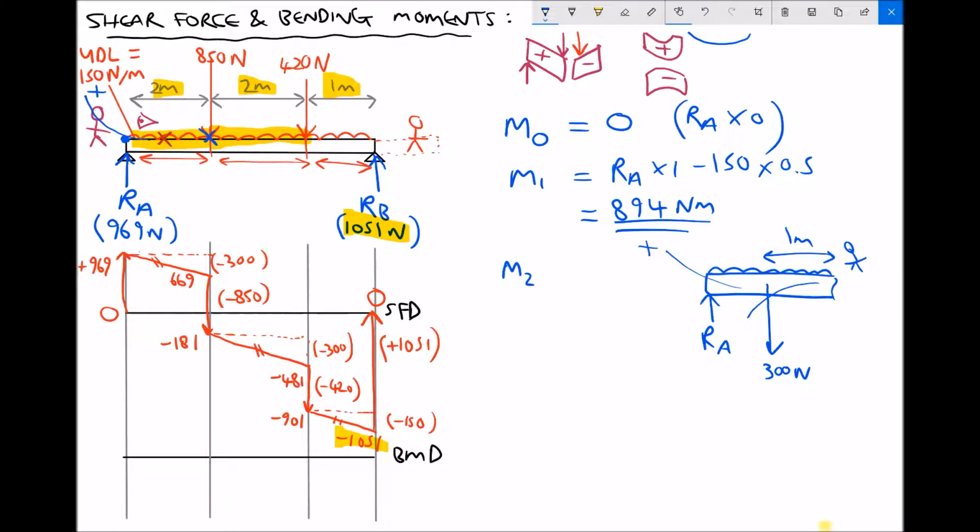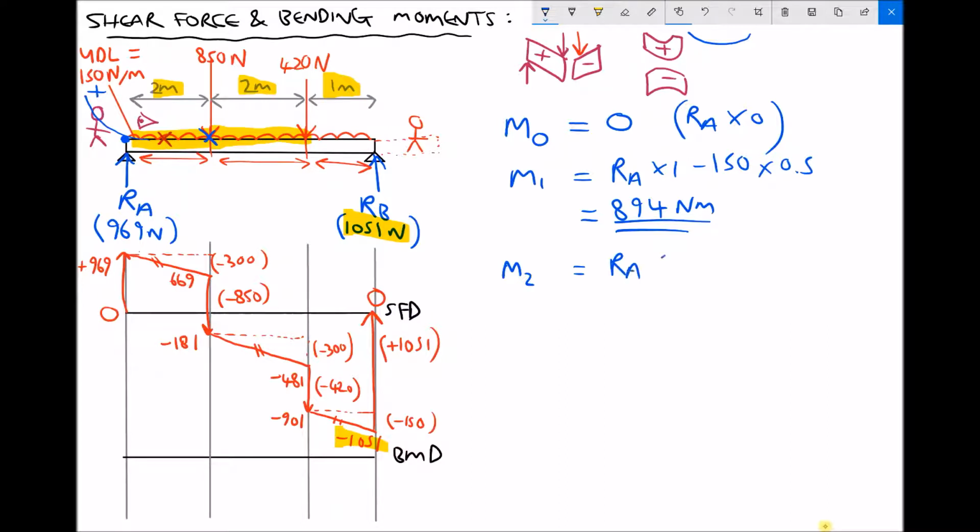And it's important to note that that is causing negative bending. So we have RA at a distance of 2 meters causing positive bending, and we have 300 newtons at a distance of 1 meter causing negative bending. So let's remove that sketch and evaluate that calculation. So RA at 2 meters causing positive bending, 2 meters of UDL, so 300 newtons, at a distance of 1 meter causing negative bending, giving us 1638 Newton meters.